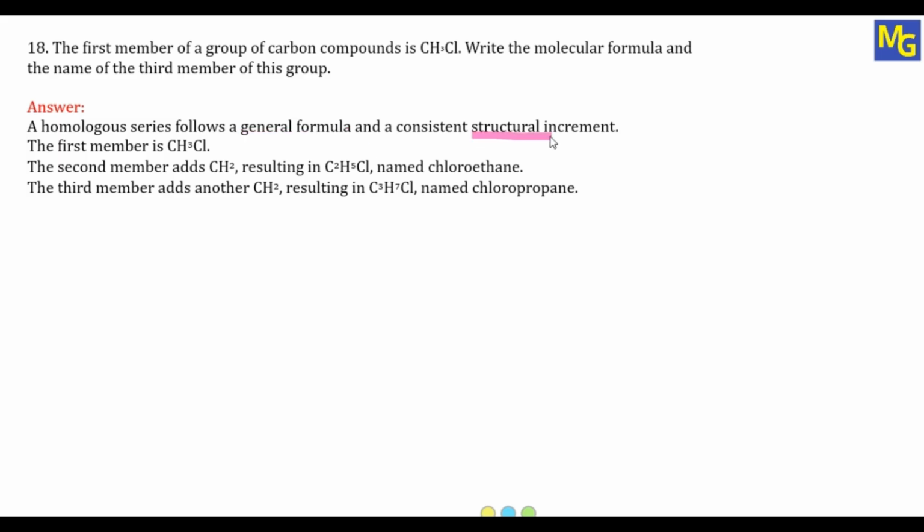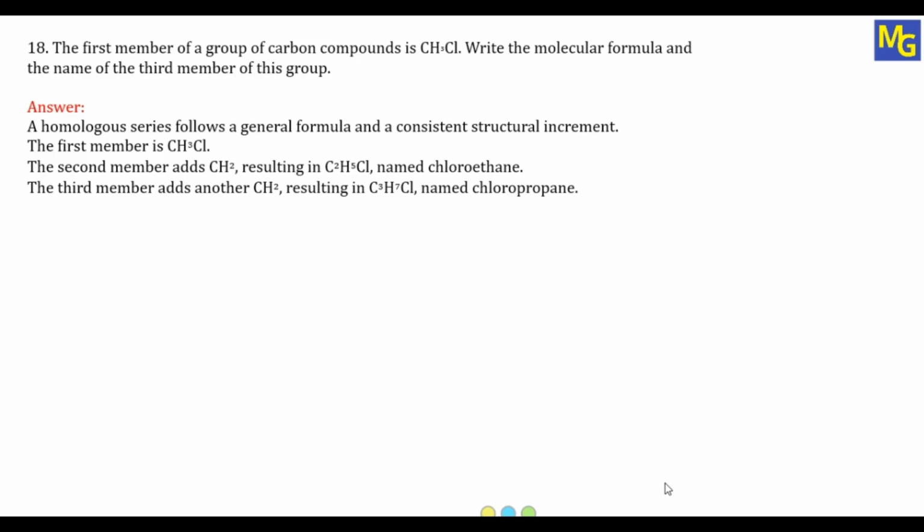So the first member they have given is CH3Cl. Now in the second member we have to just add CH2, because there should be a difference of CH2. So once we add CH2, you can see there is already one carbon. We will add one more carbon, so it becomes C2. Already there is 3H, we are going to add another 2H, so it becomes H5. So C2H5, and Cl is as it is, only one. So it is C2H5Cl.